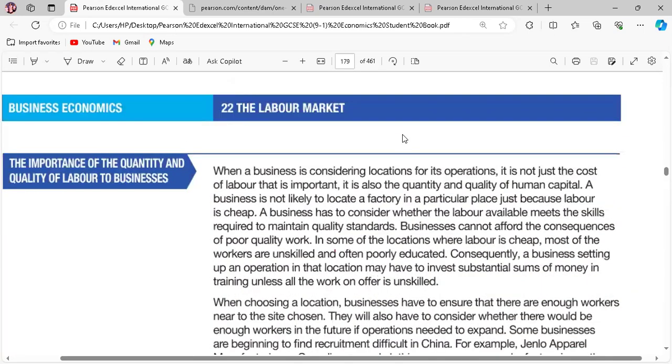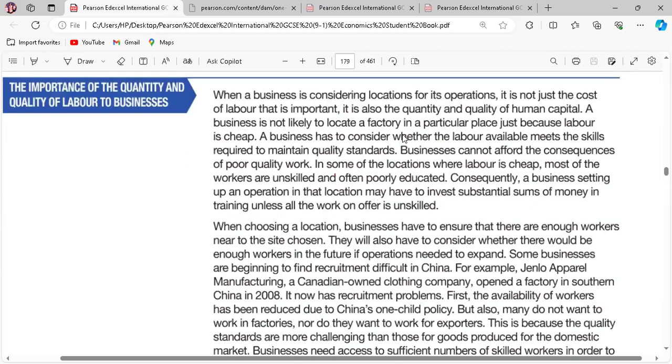Then the importance of the quantity and the quality of labor to businesses. When a business is considering locations for its operation, it is not just the cost of labor that is important. It's also the quantity and the quality of human capital. And we know what human capital is: the added value of labor. The value labor is going to add to the industry or to the operations is called human capital.